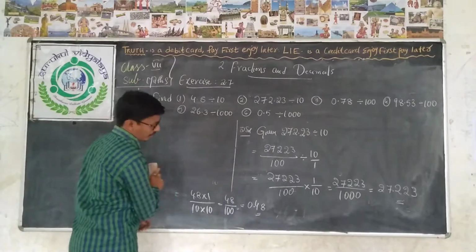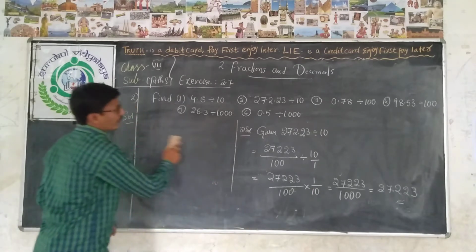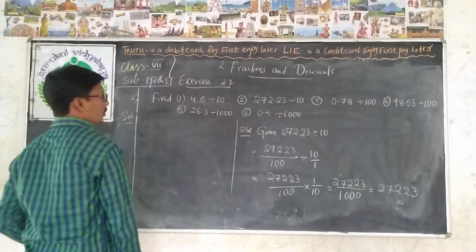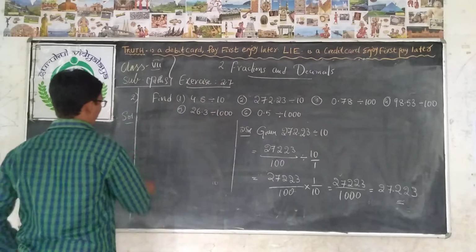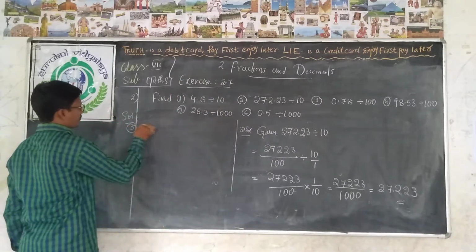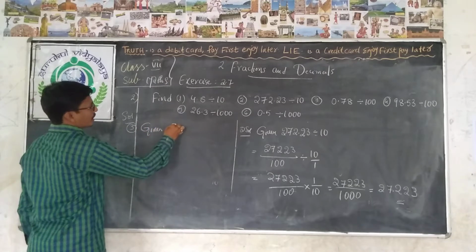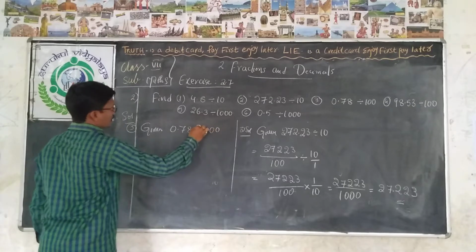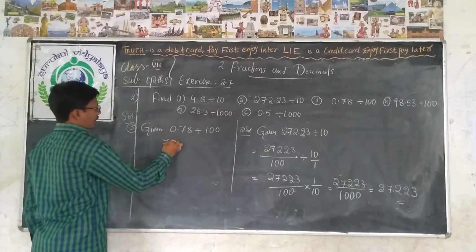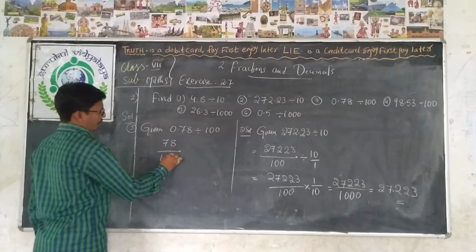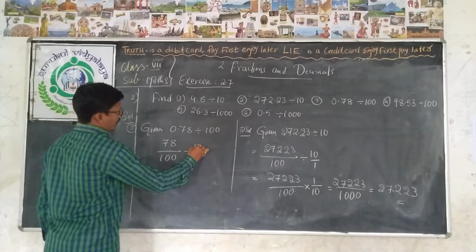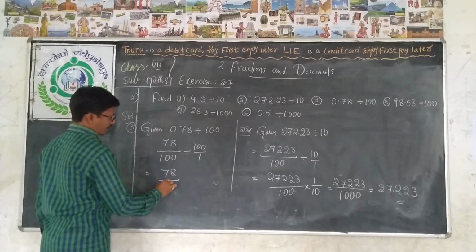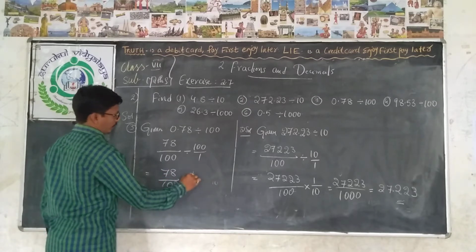See, and the third one I am doing now. What is given in the third one? 0.78 divided by 100. Already in tens it is over, now hundreds is given. So the third one is 0.78 divided by 100. Convert this decimal number into a fractional number: 78 by 100 divided by 100 by 1. That becomes 78 by 100 into 1 by 100.